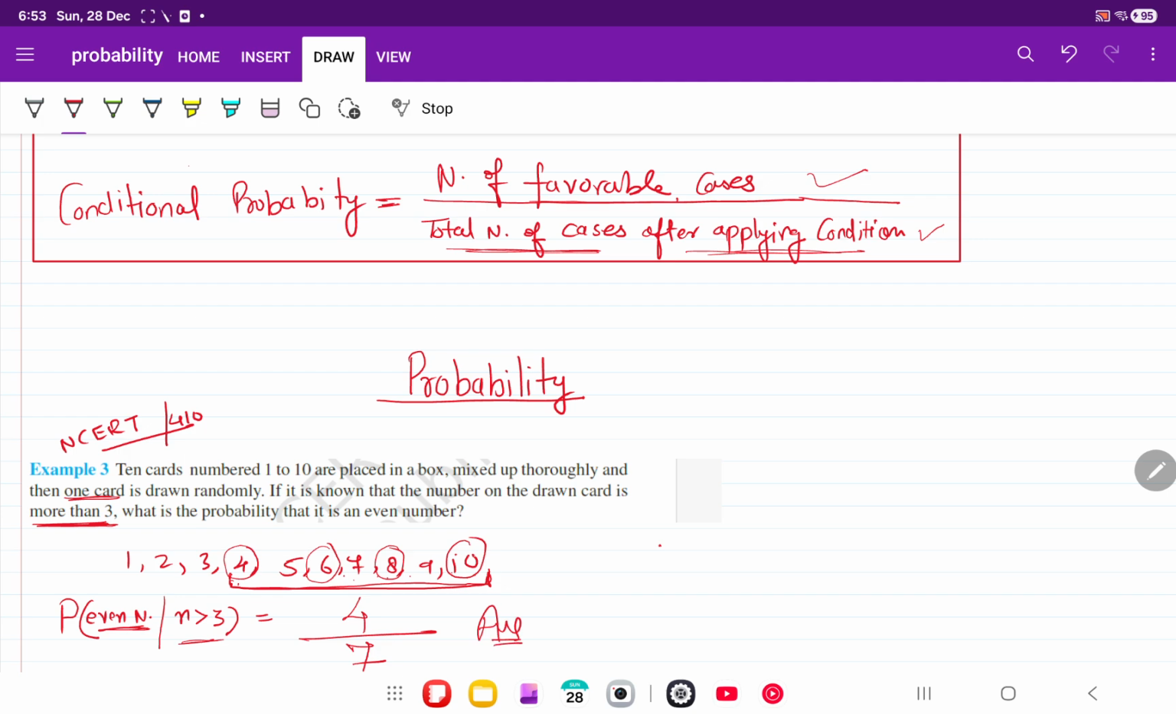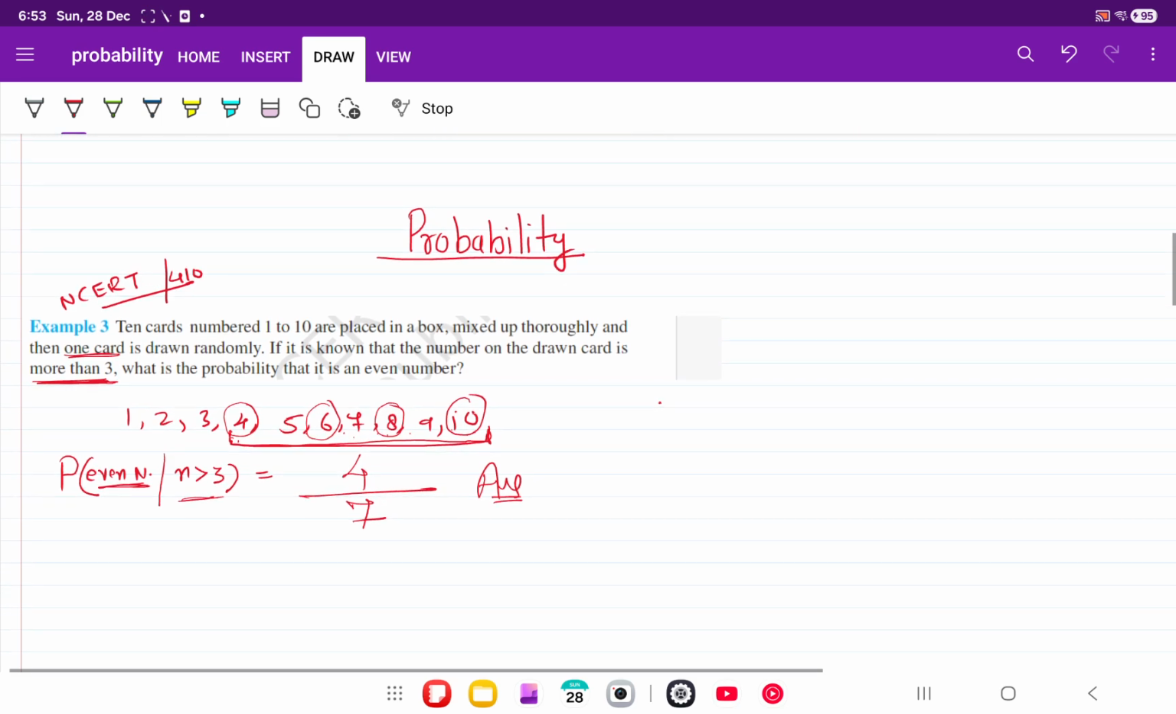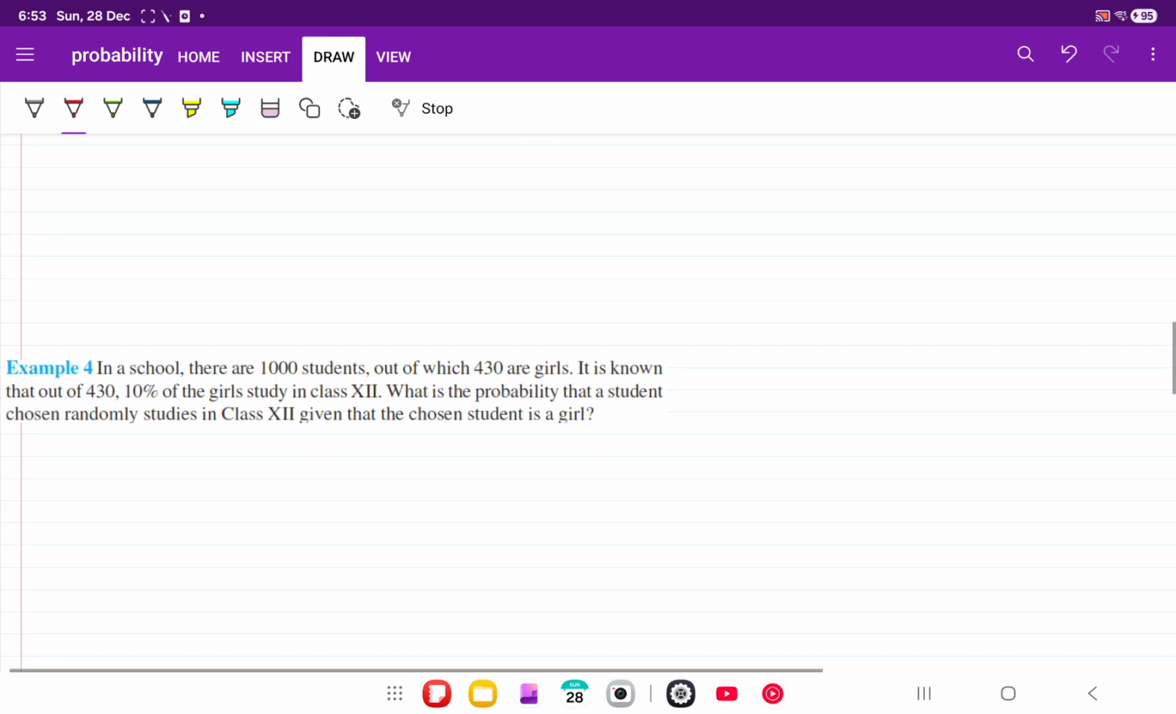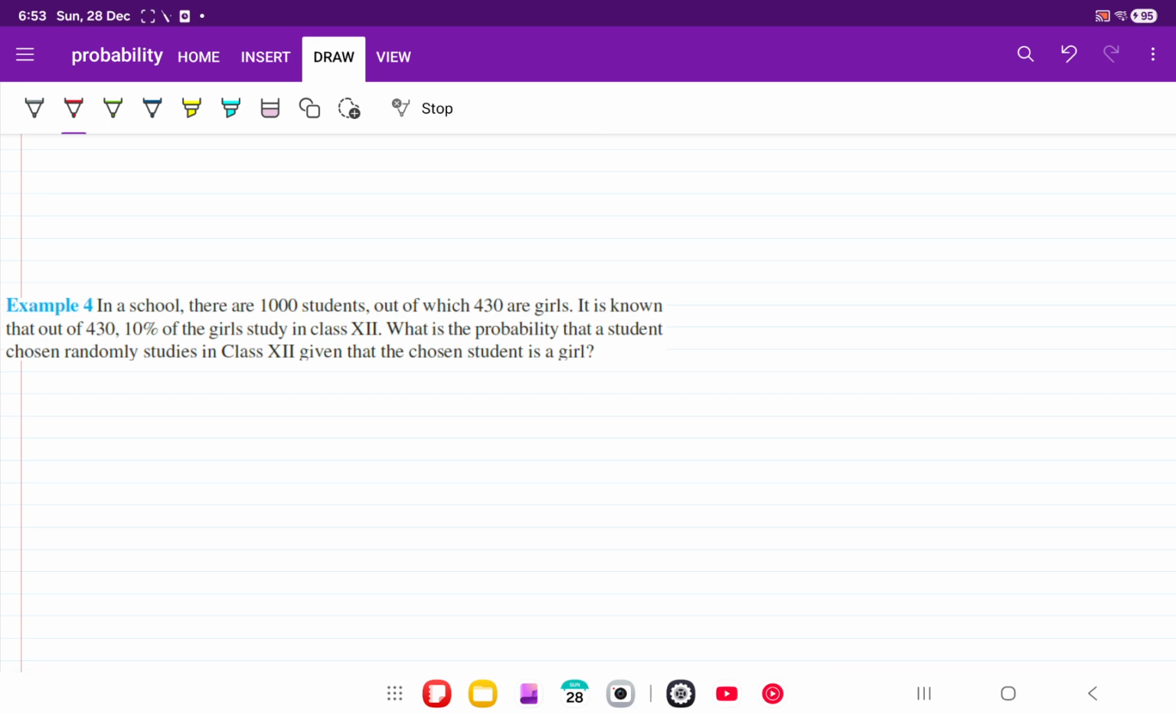So this is the logical way of solving conditional probability, and this is an absolutely correct method of solving in case you don't want to use the formula. Okay. Next example. Example 4, this is from NCERT.